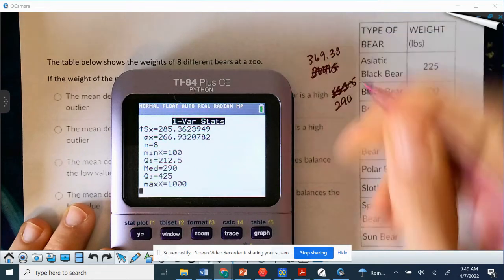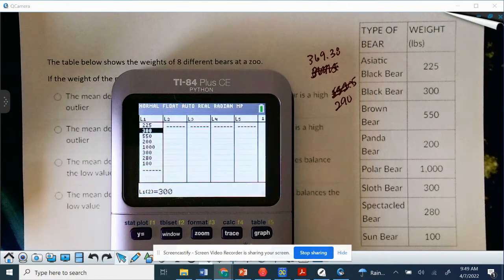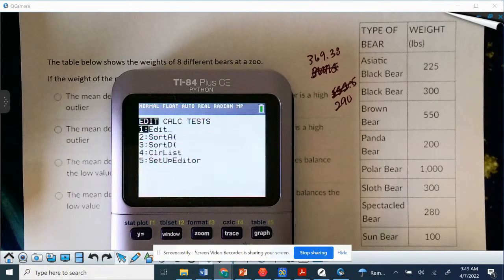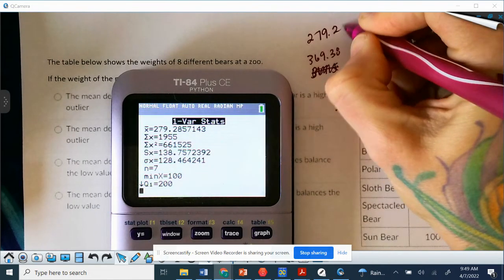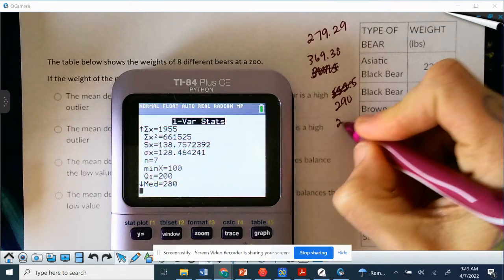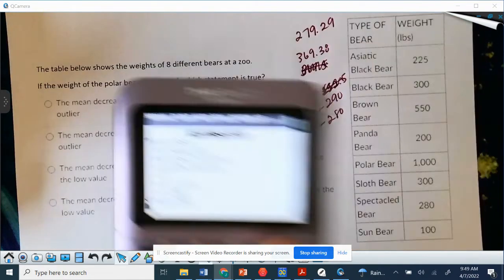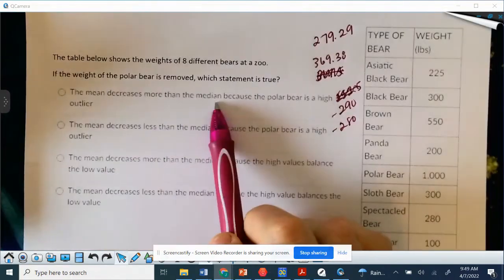So then stat, edit, get rid of the 1,000. Then stat calc, one var stat. And our mean is now 279.29. So it did go down. The mean decreased. And the median is 280. So the median also decreased. So the mean decreases more than the median because the polar bear is a high outlier.